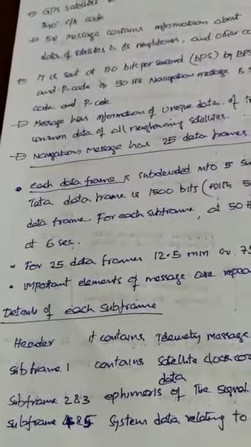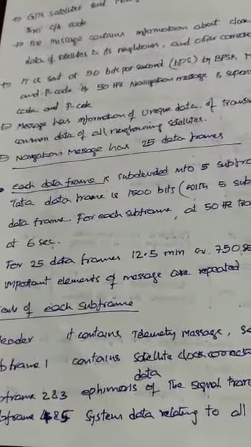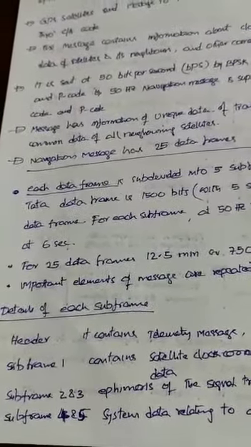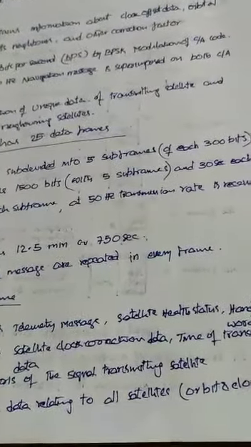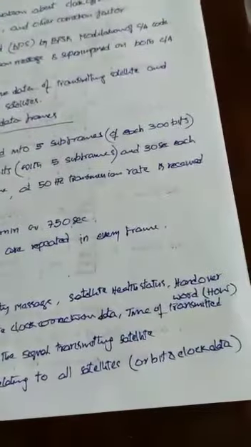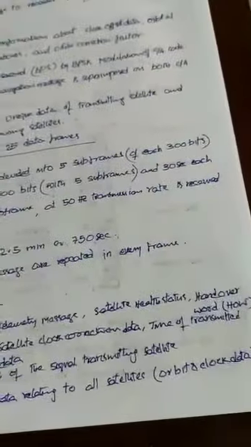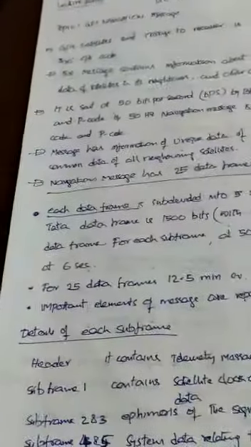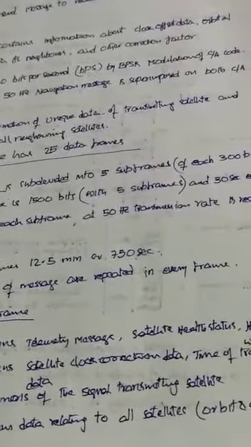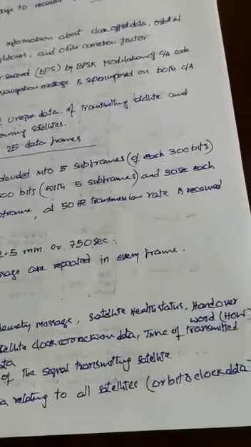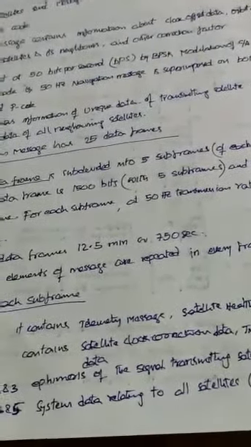First, the subframe contains a header. The header contains information about what the message contains, followed by the satellite health status, and also the handover word. That means a code for the transmission from C/A to P code is also contained. Similarly, subframe 1 contains the satellite clock correction data and the time of week, at what time the transmitted data started at the satellite.